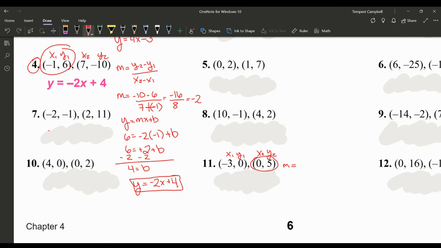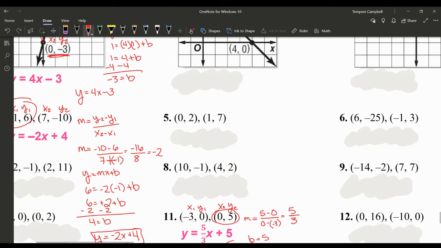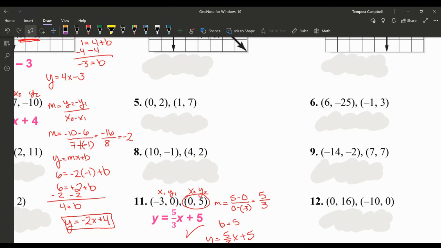Watch what happens. We have y2, which is 5 minus 0, over x2 minus a negative 3. So then we get 5 over positive 3, so 5/3. We already have our y-intercept, so our b equals 5. So we should have y equals 5/3 x plus 5. Let's check it. Bam, that's what we got. Checks out. All right. If we want to listen to one more example, go ahead and stay on. If not, go ahead and get started on the homework.